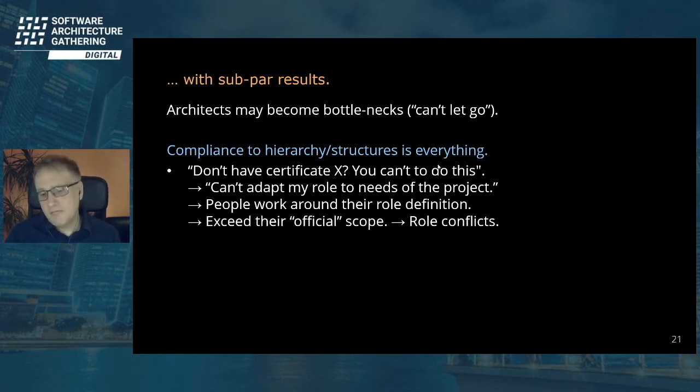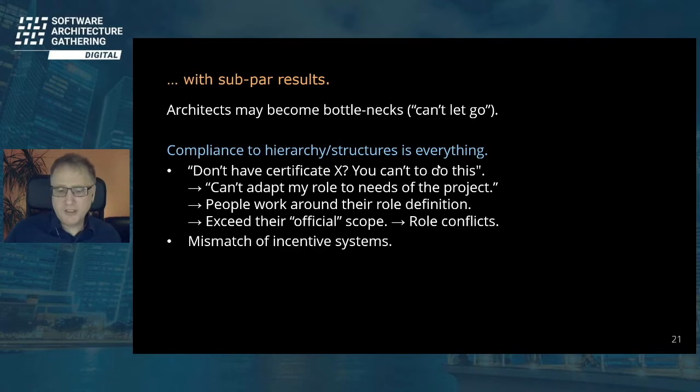So this can lead to another thing, that people start working around their role definition. They say, oh, I'm officially not allowed to do this, but I do it anyway because it needs to be done. It's my duty to do this. So they exceed their official scope of operations, and this inevitably leads to role conflicts. There are people who do not like it if other ones step out of their boundary and do things which should be my job. Okay, I'm not doing this well, but it's my job. No one else should do this. So this is one thing that really can happen.